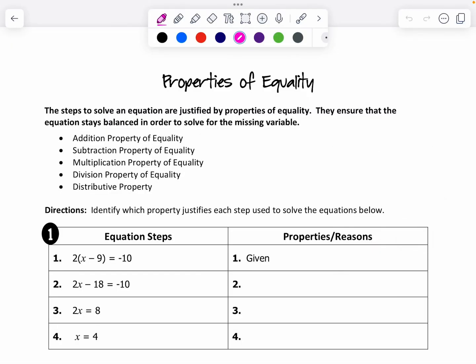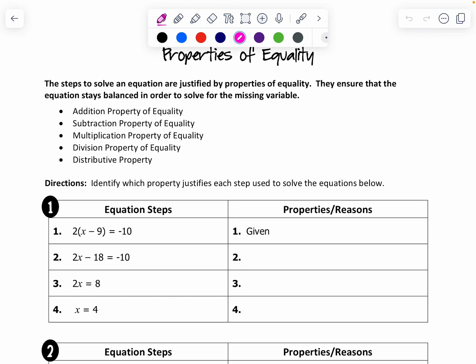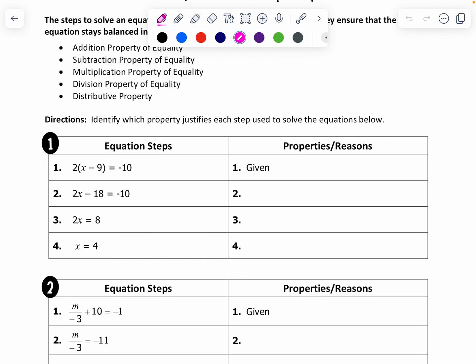If you can remember in our last unit, what we did is we justified the reason why we did what we did with the reflexive property, using the associative property, right? We're going to go back to our properties, but what we're going to do is look at the properties that justify our steps when we do them, all right? So we're just going to do these 3 problems, and then you're going to do 4 problems on your own, all right?